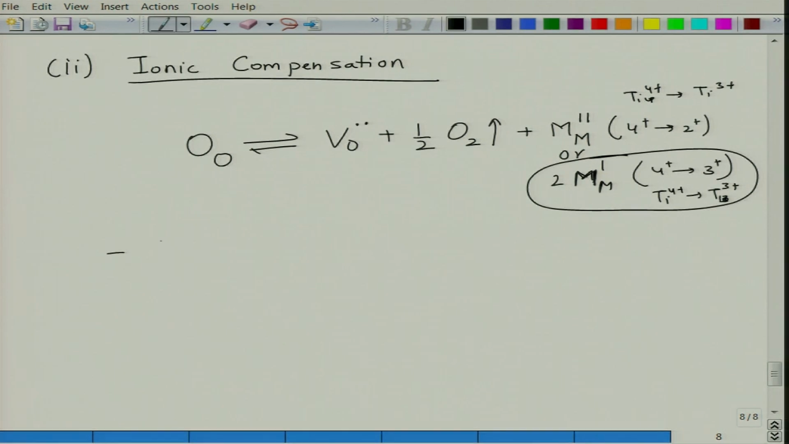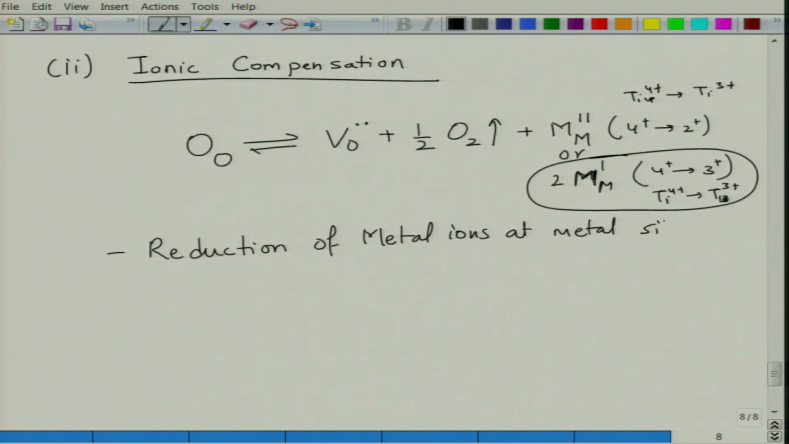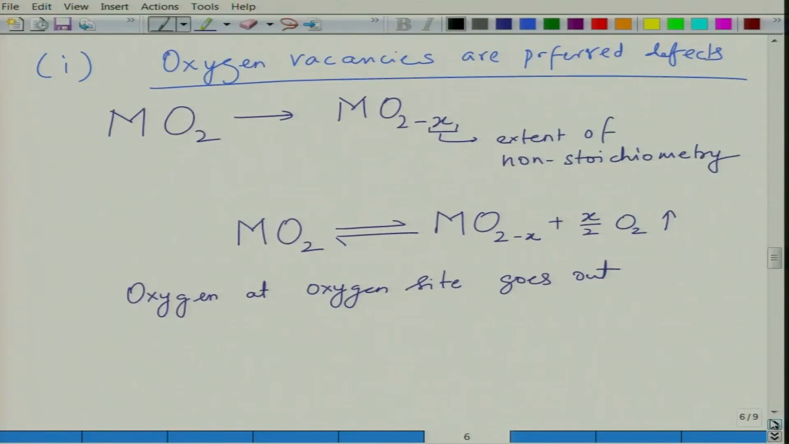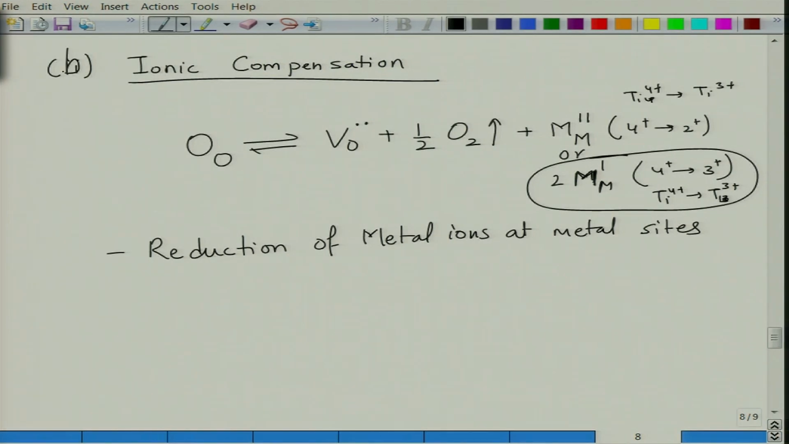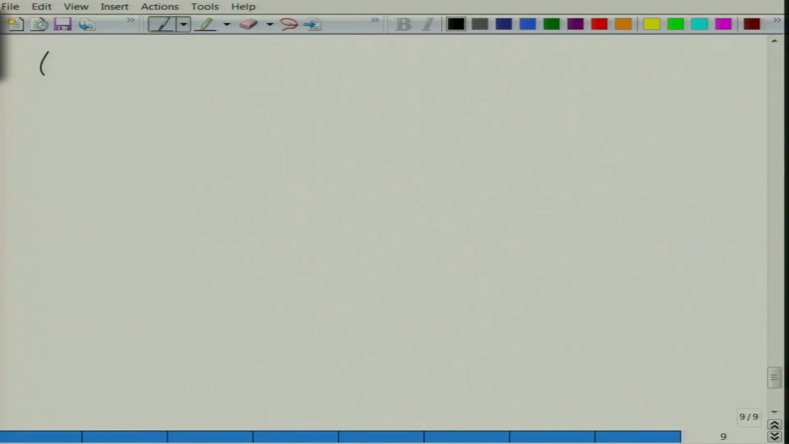So basically here what happens is reduction of metal ions at metal sites. These are the two possible scenarios which happen: one is electronic compensation, second is ionic compensation. Now, the first scenario that we have taken is that oxygen vacancies are the preferred defects. Here I can write A and here I can write B.